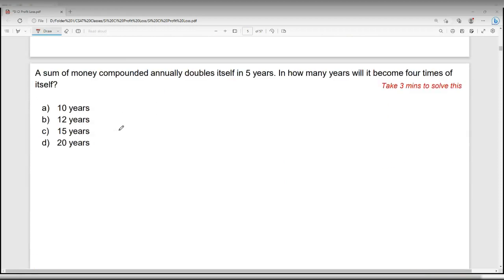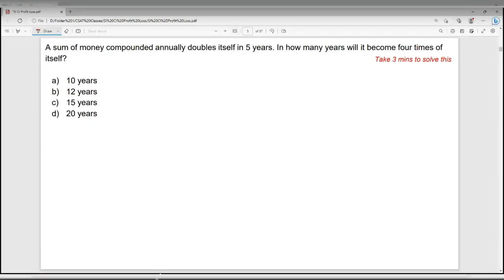Please take 3 minutes to solve this. Yeah, it's time. So 56% have got option A, and C and D have got 22% each. Let's see how to go about this question.